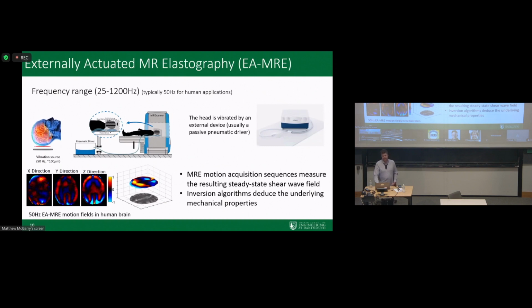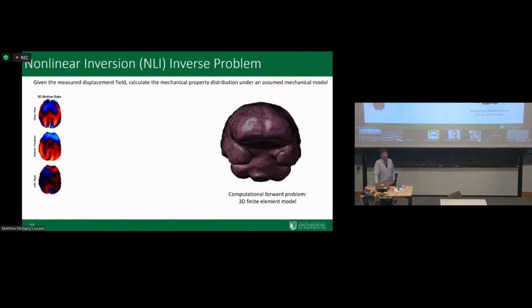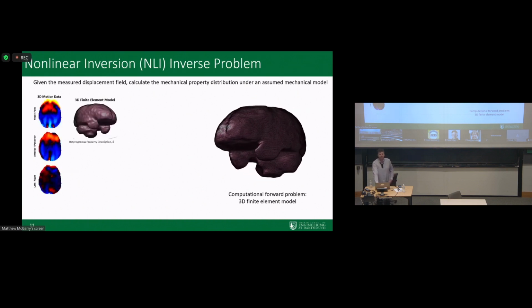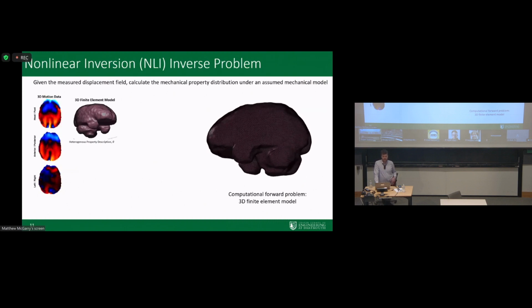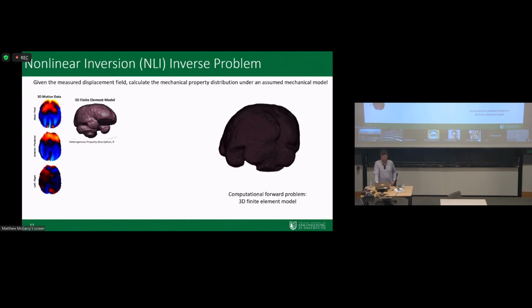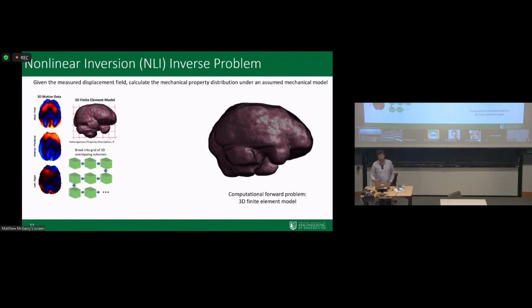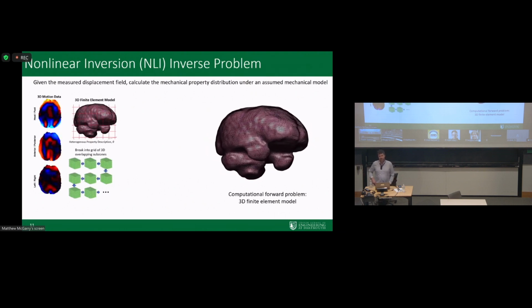Finally, once we've taken these measurements, we use inversion algorithms to figure out what the underlying mechanical properties are. The inversion algorithm that I work on is called nonlinear inversion. In this case, we take these 3D motion fields, get the geometry from the anatomical MRI scans, and build a computational model. It's a finite element model, and then we can apply any sort of mechanical model to this to be the governing equation. These models are really big, on the order of 200,000 nodes.